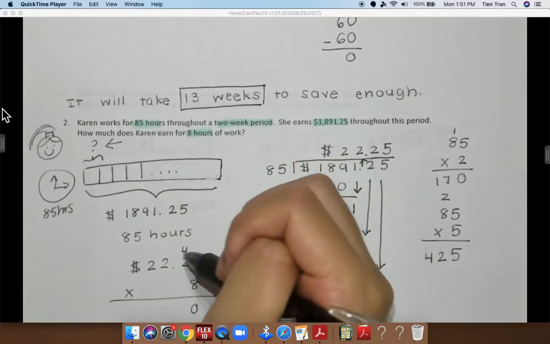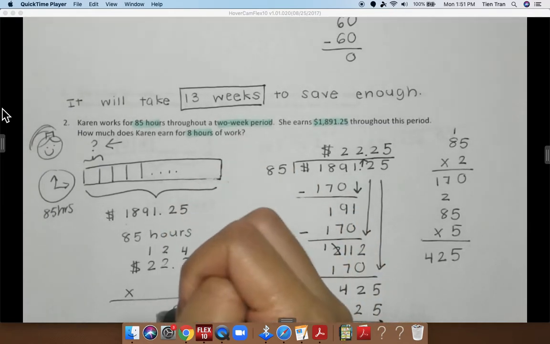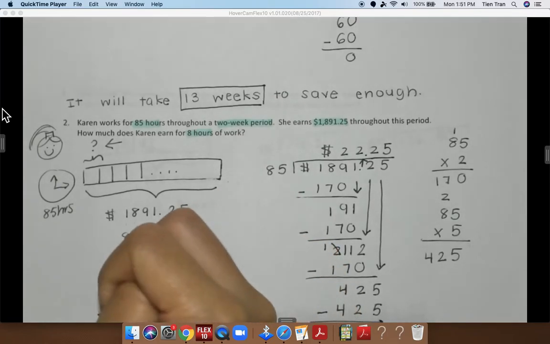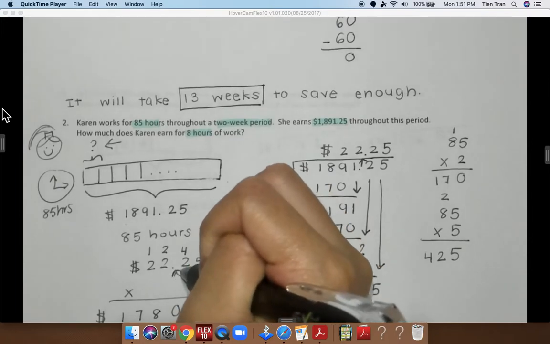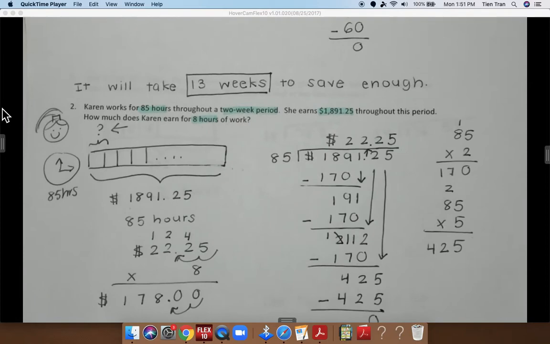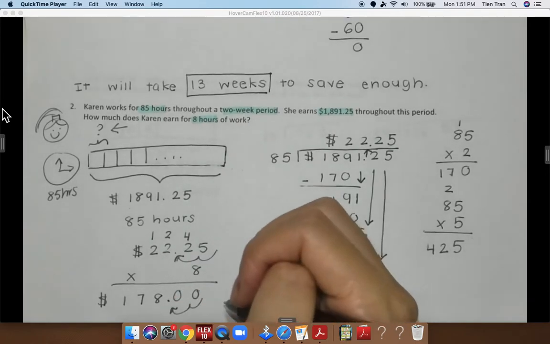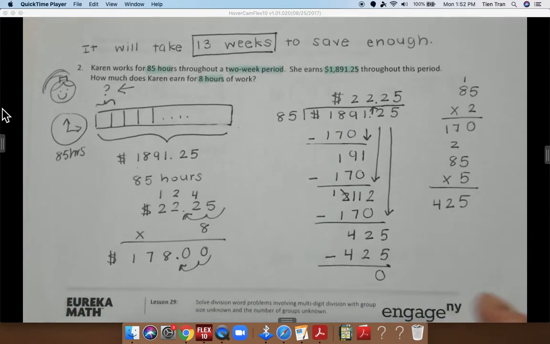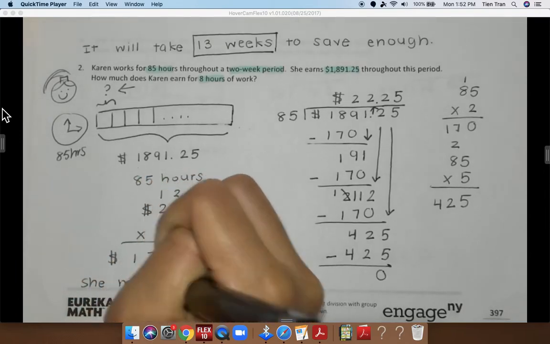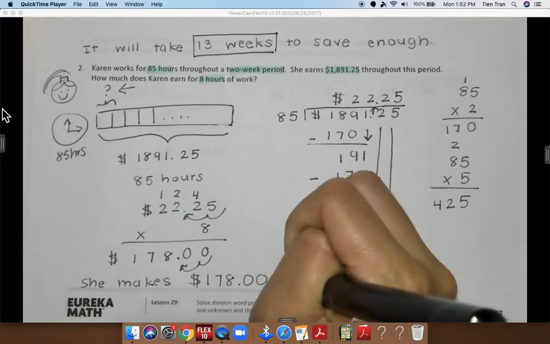8 times 2 is 16, plus 4 is 20. 8 times 2 is 16, plus 2 is 18. 8 times 2 is 16, plus 1 is 17. Okay, don't forget to move your decimal over twice. So your final answer is $178 that she makes for 8 hours of work. So she makes $178 for 8 hours.